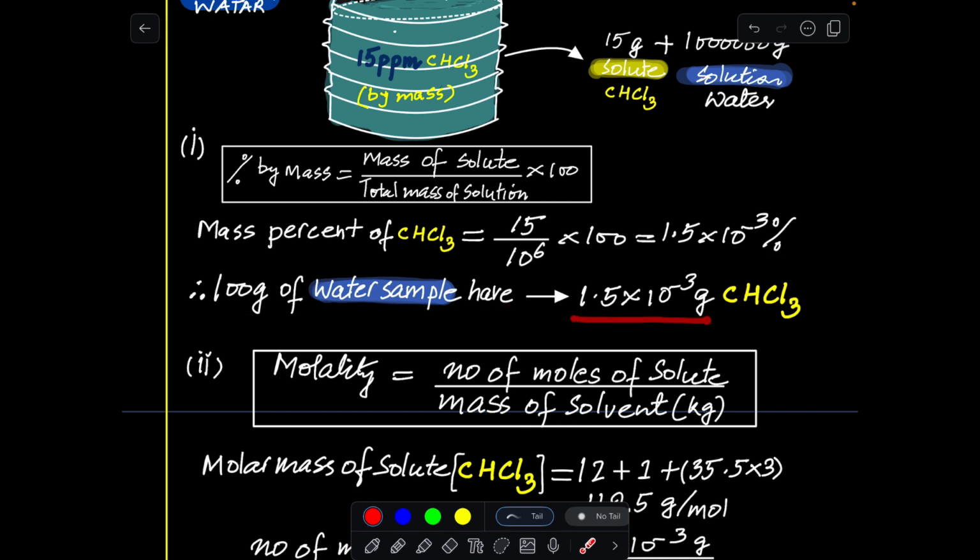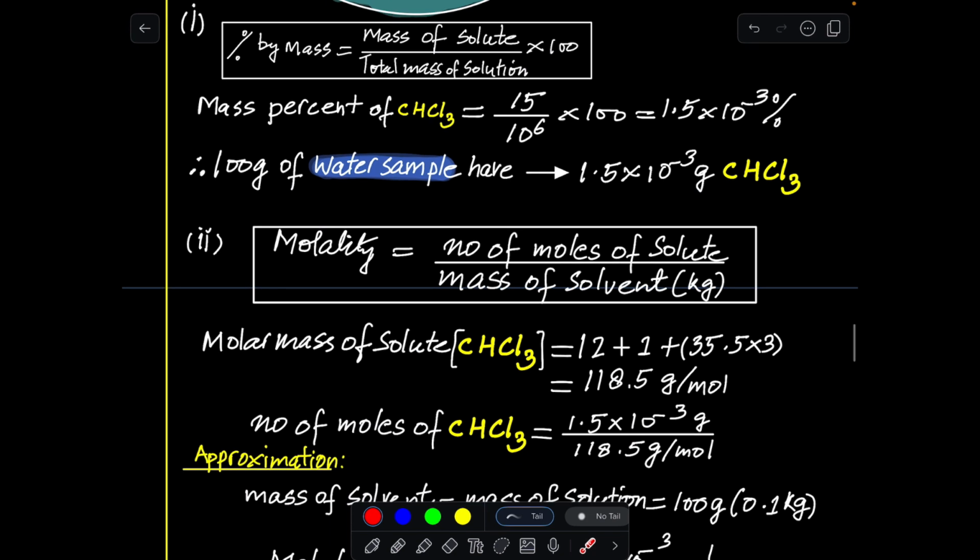Now the second part is to find out the molality, and molality is the number of moles of solute divided by the mass of solvent in kilograms. So for this we need these two pieces of information, and for the number of moles we need the molar mass. The molar mass of chloroform is calculated as I told you before. Whenever we have any numerical related to concentration, we need to find out the number of moles in most of the cases.